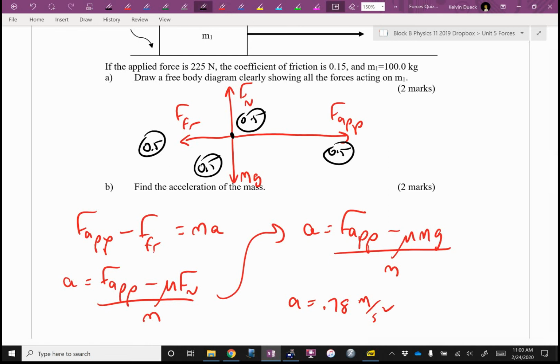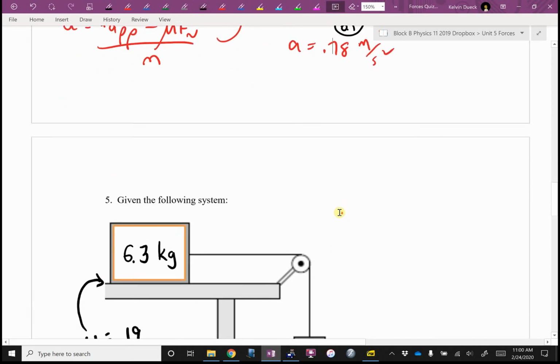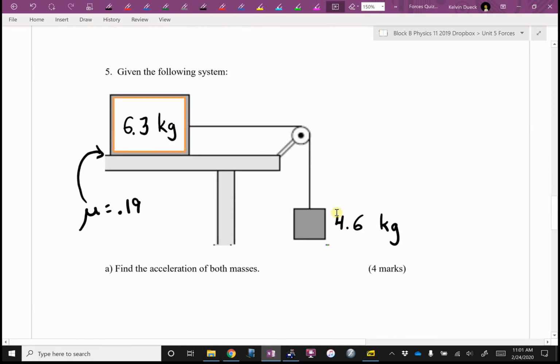Give 2 out of 2 if you got that. Otherwise, I would give a half mark here, a half mark here, half mark, half mark. And now you can turn the page.